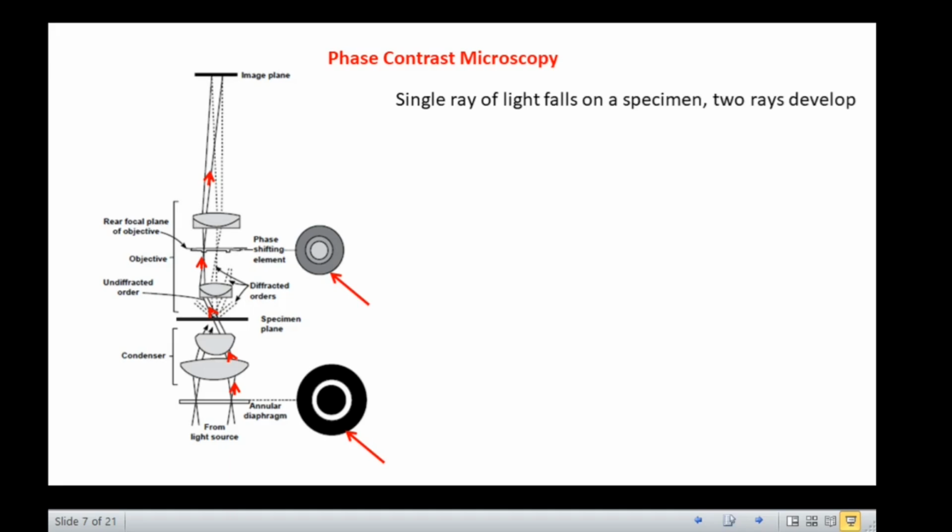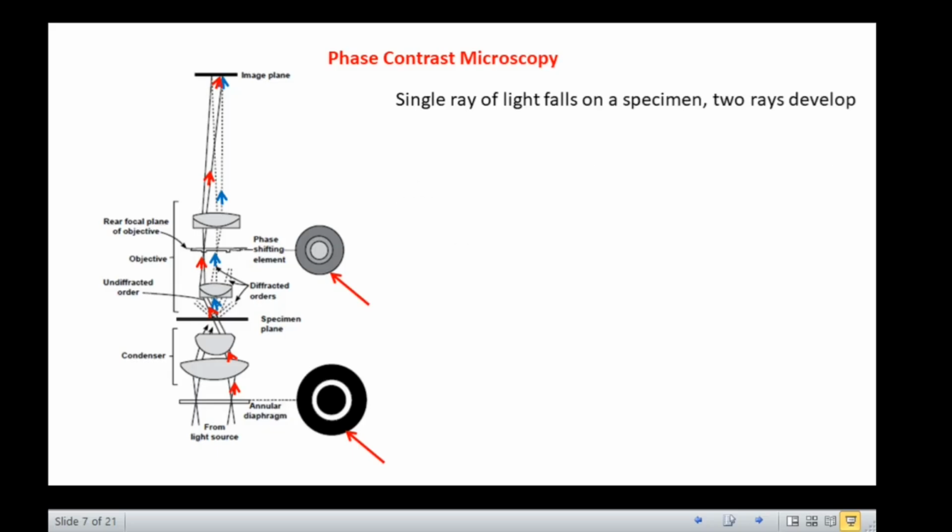The second ray passes through the margin of the specimen and hence is scattered or diffracted. This ray does not strike the phase plate and hence its phase is not affected. When these two rays, the direct, which is red in color in this picture, and diffracted, which is blue in color in this picture, unite, they are not in phase and the phase differences become apparent.